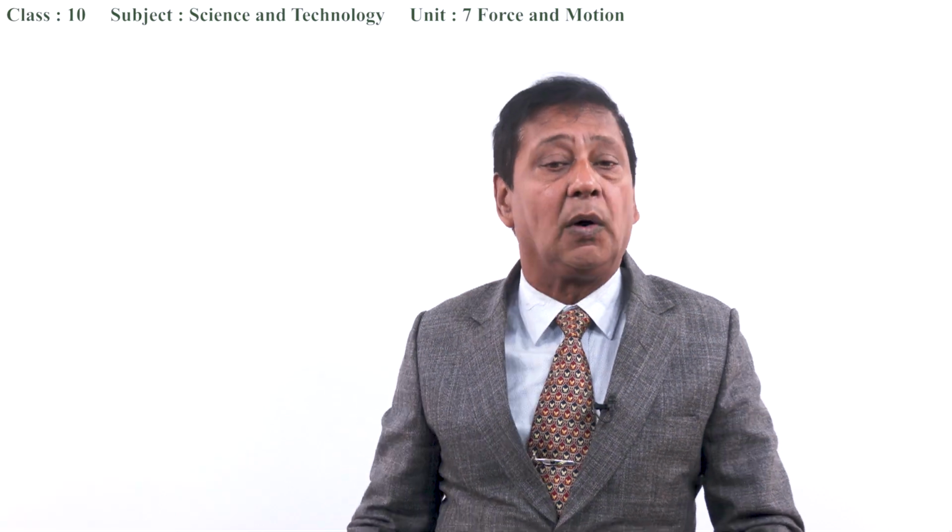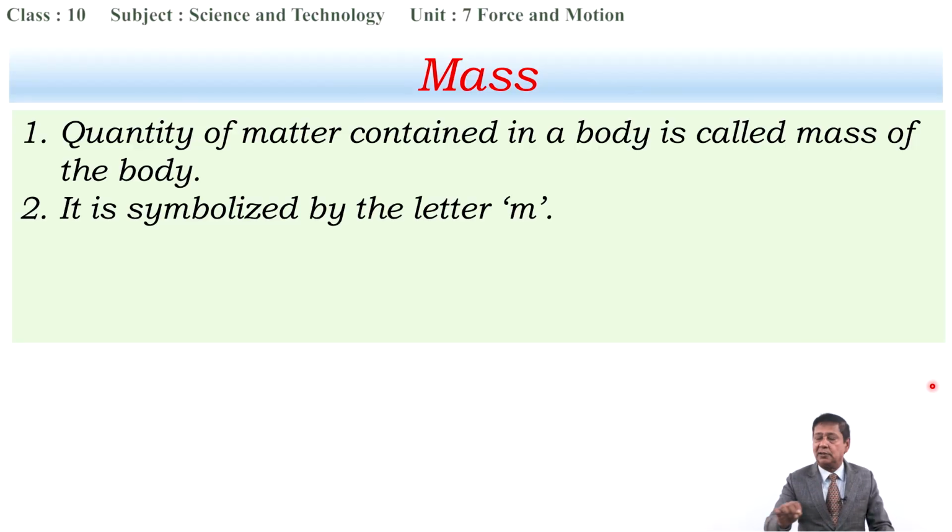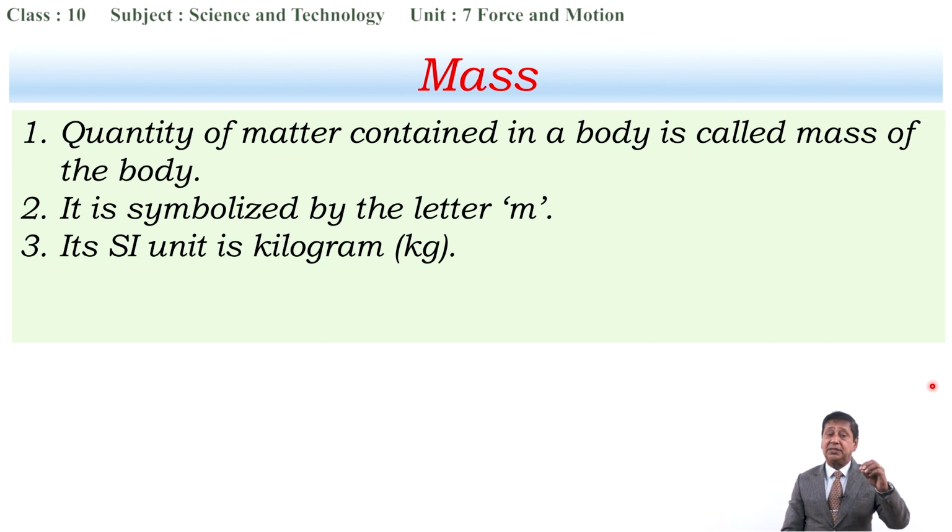That's why the quantity of matter contained in a body is mass. And the symbol used to denote mass in numerical problems is small m. We denote mass by small m in different equations. Next, the SI unit is kilogram, but its CGS unit is gram, its FPS unit is pound. We are using the SI unit in numerical problems. That's why I am highlighting this kilogram.